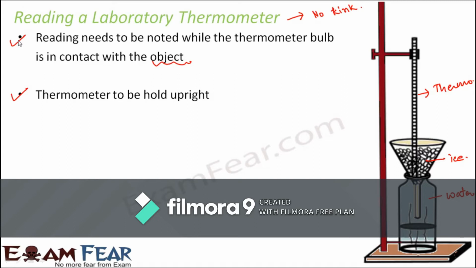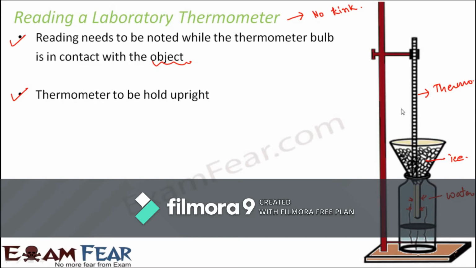But in this case, you should not tilt the thermometer, because when you tilt the thermometer, as you change the position of the thermometer, the kind of heat that is available to the bulb also changes, and therefore the measurement of the thermometer also changes. So it is very important that in the case of a laboratory thermometer, it is held exactly upright.